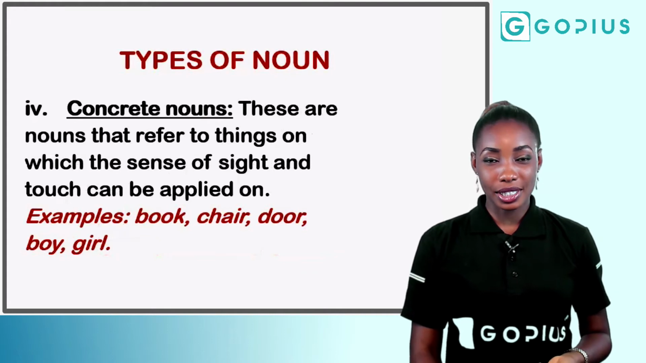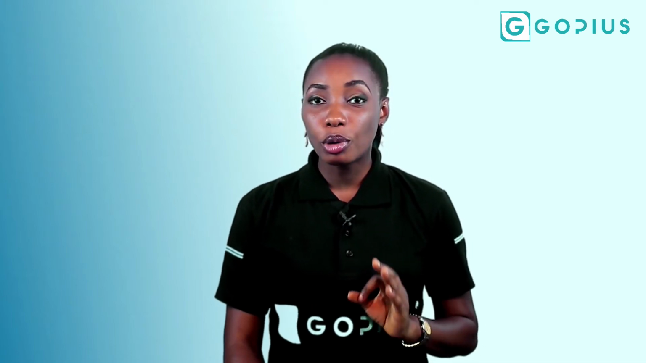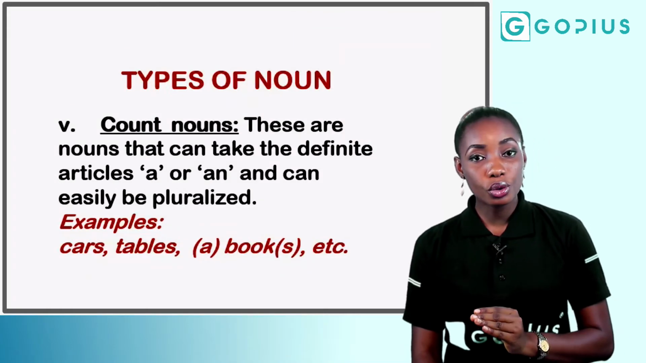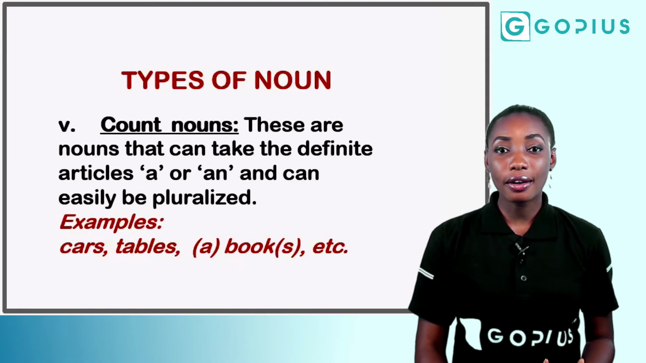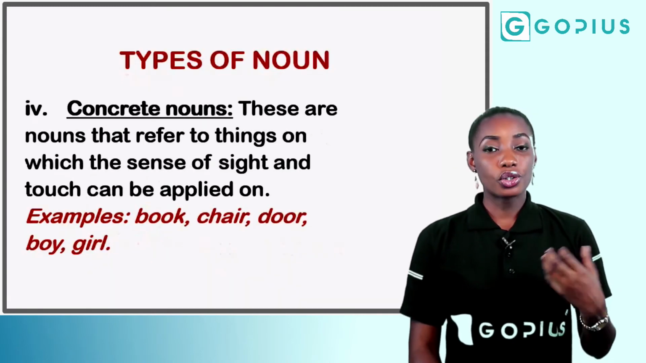The next is the count noun. These are nouns that can take the articles a and an and can easily be pluralized. Cars, tables, a book or books, a chair or chairs, a table or tables. So you can see that they can take the plural forms, a or an.